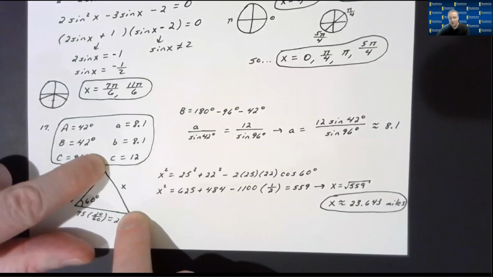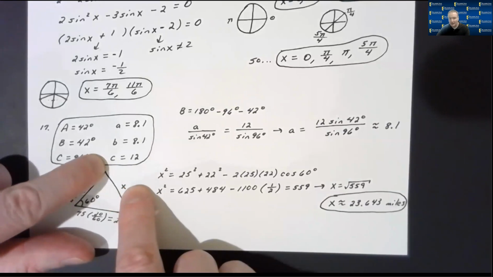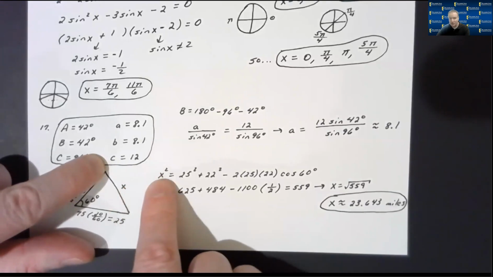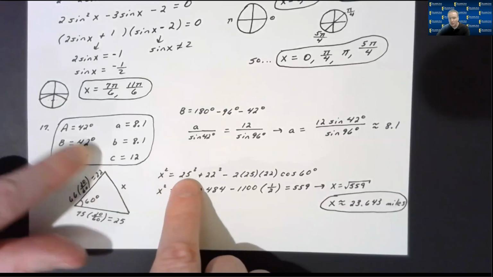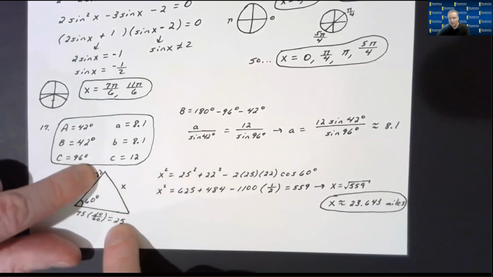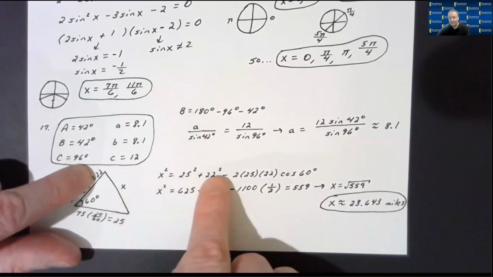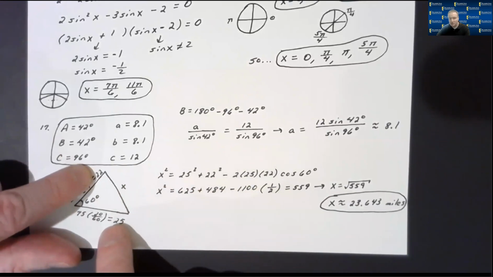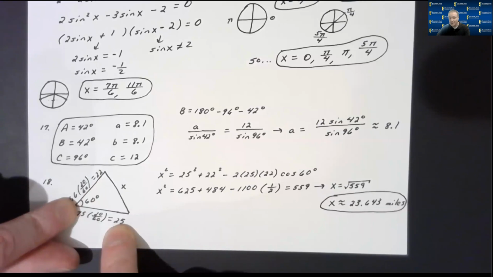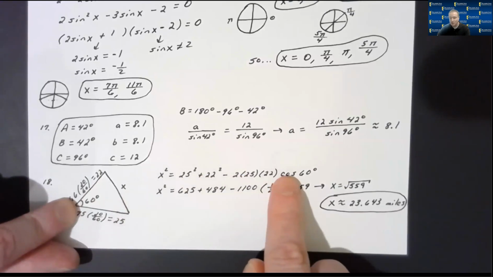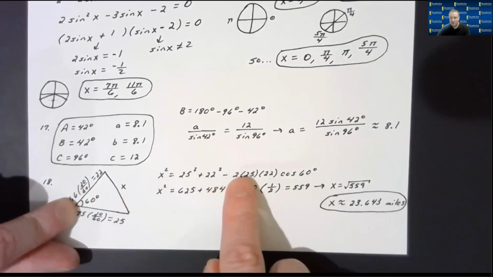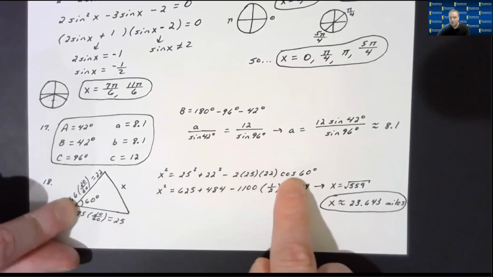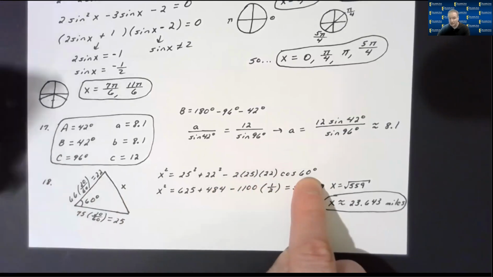Okay, so I labeled my other side x, and I can say any side of a triangle squared is equal to the sum of the squares of the other two sides. So I said 25 squared plus 22 squared minus twice the product of the other two sides. So minus 2 times 25 times 22 times the cosine of the angle opposite the side you're looking for. So minus 2 times 25 times 22 times the cosine of 60 degrees.